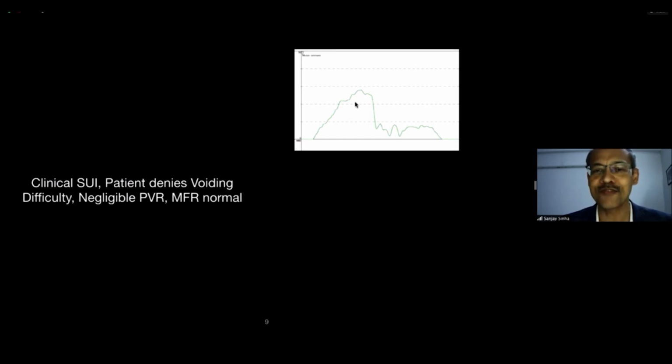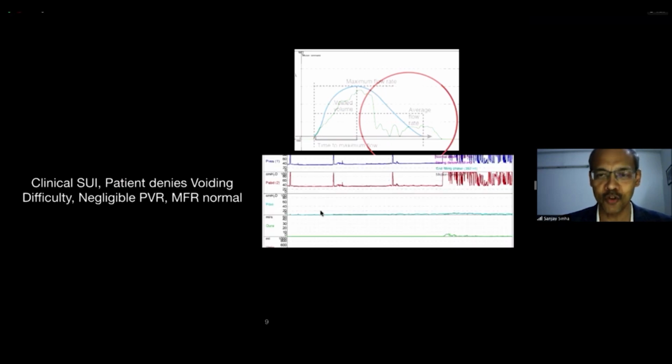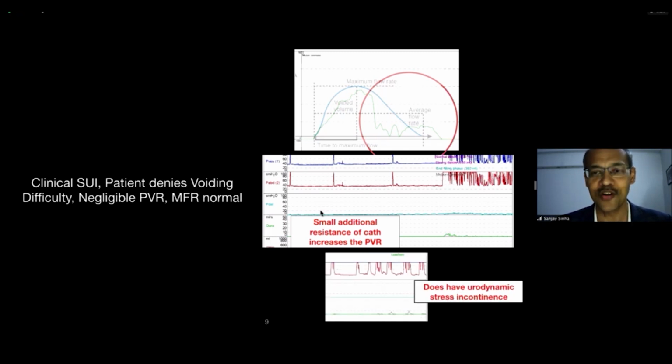And you can see here, this flow rate is normal, but all of you are experienced people at urodynamics. You can see here, this is not a normal pattern. And if you were to compare it with a normal pattern, you can see that the flow drops off, and this is certainly not normal. And if you look at her urodynamics, she voids primarily by abdominal strain. And not just that, the moment there's that additional small amount of resistance because of the urethral catheter, her residual goes up dramatically. And she does have stress incontinence.